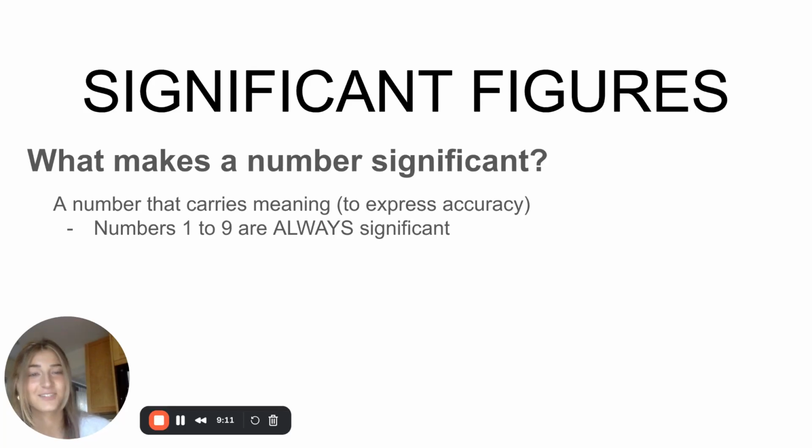Significant figures. This is a really, really important topic because it's going to follow you throughout the year. They never go away. So what makes a number significant? So significant numbers are numbers that carry meaning. Numbers 1 to 9 are always going to be significant in every number.